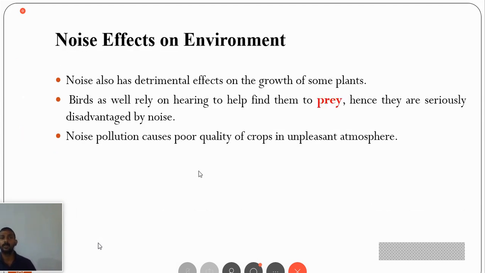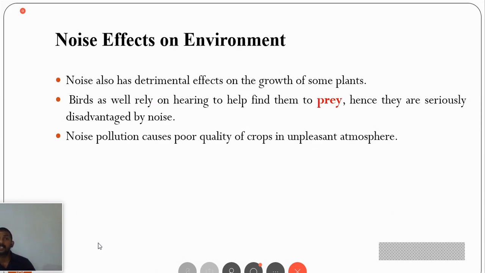And next, let's move to noise effects on the environment. Noise also affects growing plants. Like humans, they need a pleasant, calm environment so that the productivity of the crops will increase. It is found that the growth of some plants is deteriorated because of higher noise exposure.